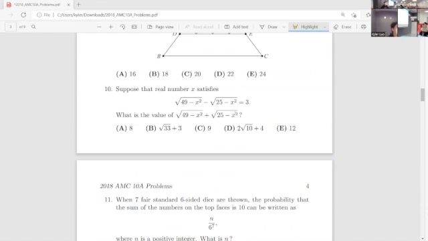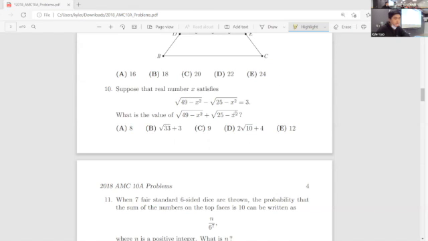Try number 10. Okay, so for number 10, you can see that these two are almost exactly the same, except this one is a minus and this one is a plus. So then you can use the difference of squares property.